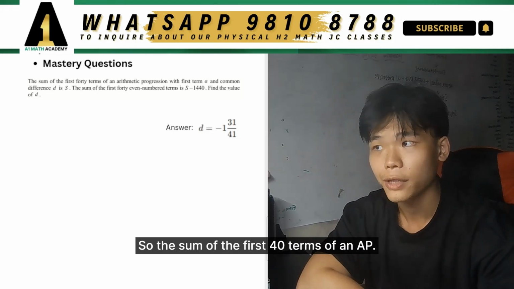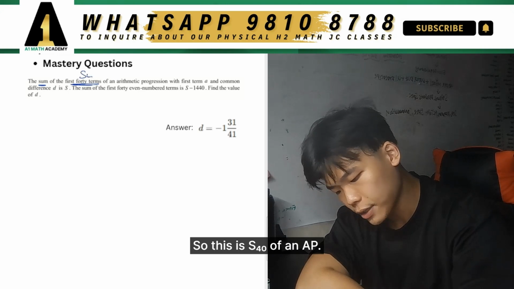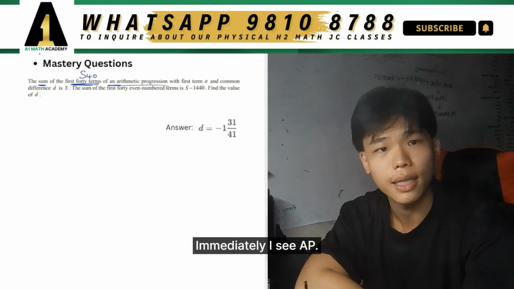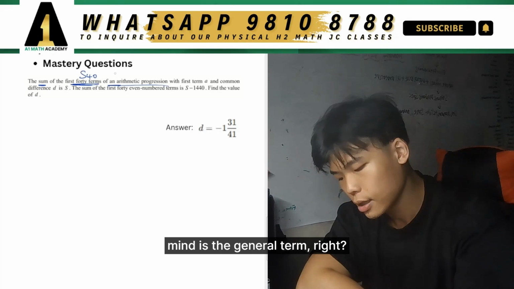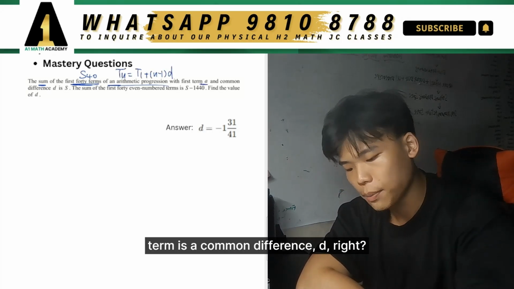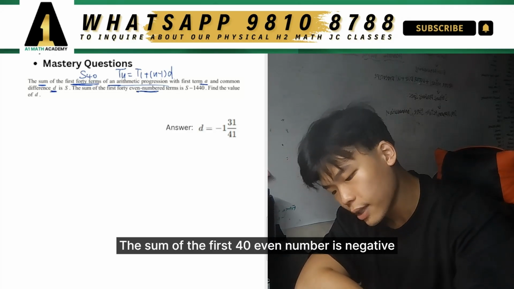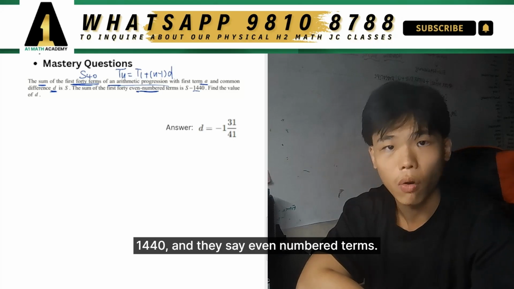So, the sum of the first 40 terms of an AP. Once again, sum, first 40 terms. So this is S40 of an AP. Immediately I see AP, the thing that will come to my mind is the general term, right? Tn is T1 plus n minus 1 of d. First term is a, common difference d, right? The sum of the first 40 even numbered terms is negative 1440.